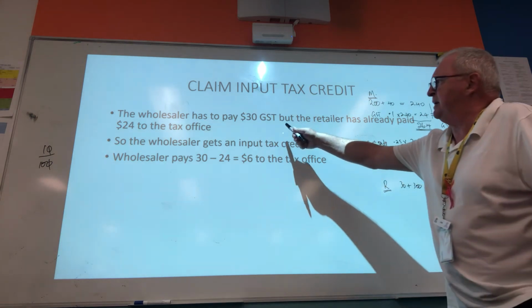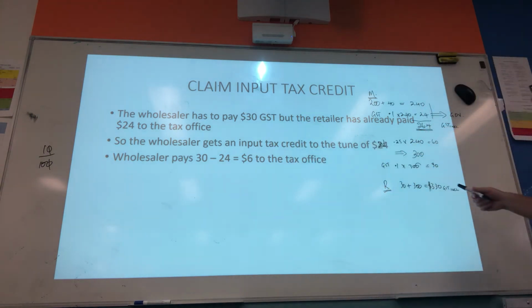It says the wholesaler has to pay $30 GST, but the retailer has already paid $24. So here's the wholesaler's $30, but the retailer has paid this $24 to the government. Now the government doesn't need that money twice, it's already been paid. So this person gets a tax input credit of $24. So 30 take 24 is $6. Because the tax is $30 and 24 is being paid, the wholesaler only has to find $6.